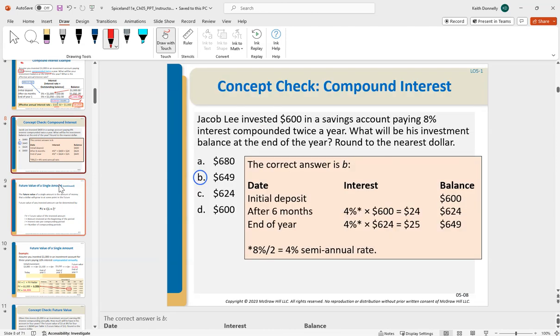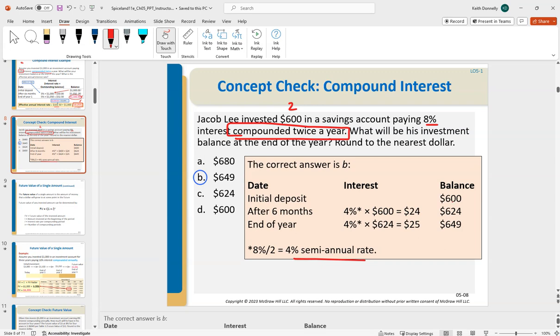All right, an MCQ, right? If we look at this real quick, looks like Jacob Lee invested $600 in a savings account, paying 8% interest that compounds twice a year. What will be his investment balance at the end of the year? Right, so it's 8%, but it's twice a year, right? So we've got to do 8 divided by 2. That's 4% at a semi-annual rate.